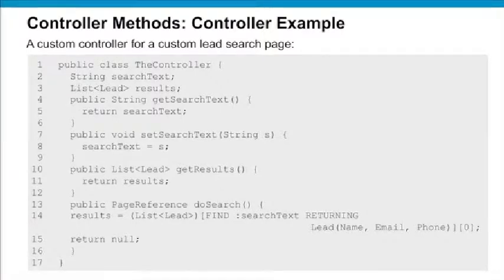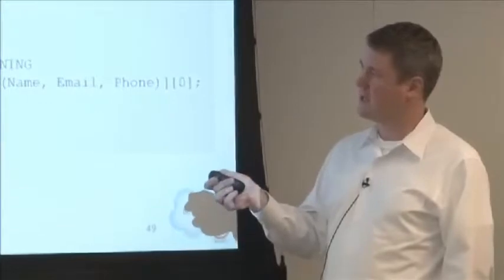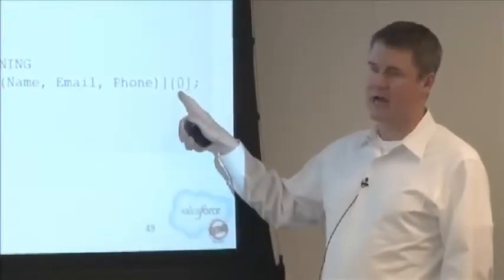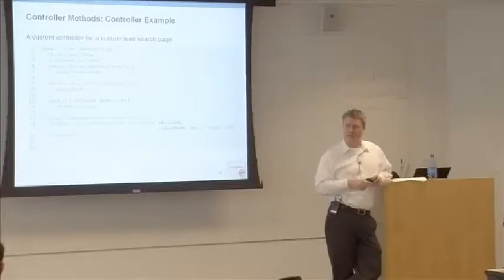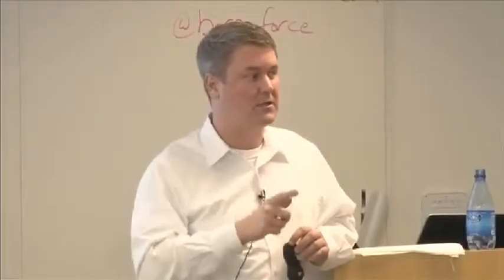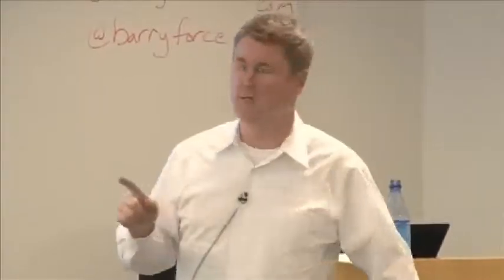This is returning leads. Now, you'll notice down here we have two sets of square brackets. We have the square brackets containing our SOSL search, and I have a square bracket 0 square bracket down here. What is that referring to? What's the return type of a SOSL search? A list of lists of sObjects. Okay, a list of lists of sObjects.